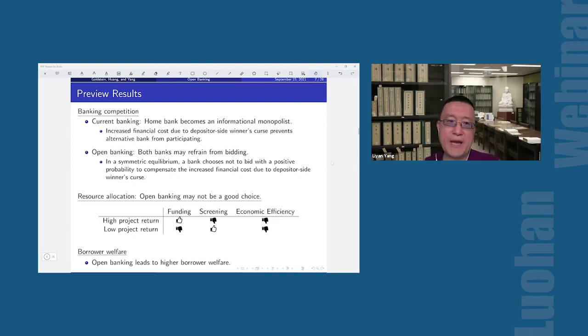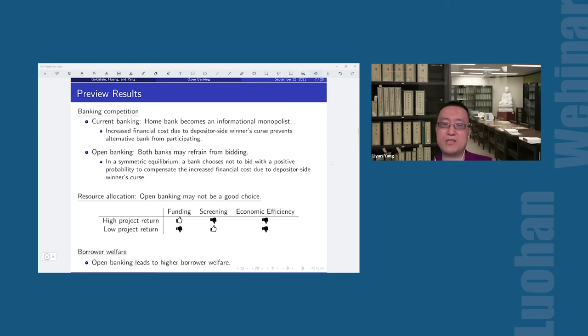But when we have open banking, we can show that there is a unique symmetric equilibrium, and also a continuum of asymmetric equilibria. But in terms of overall welfare, the result is identical across the different equilibria. Let's focus on the symmetric equilibrium. We find that the result is also different from the existing literature. In the symmetric equilibrium, the banks will not always bid even if they see a good signal. They bid with some probability.